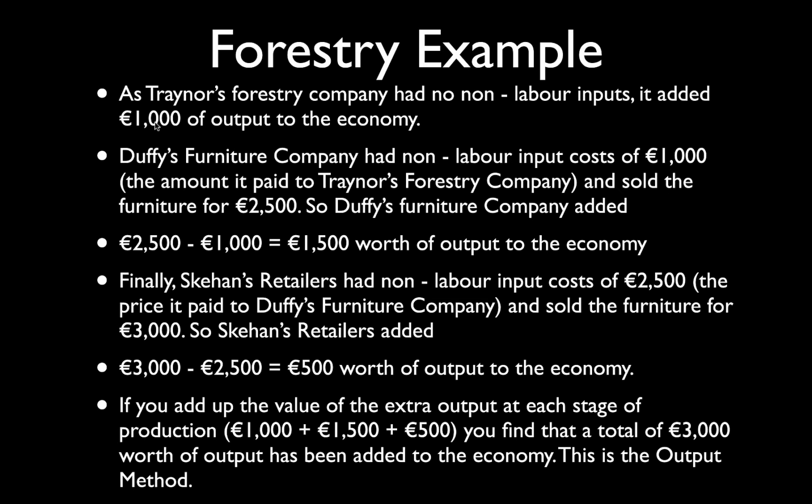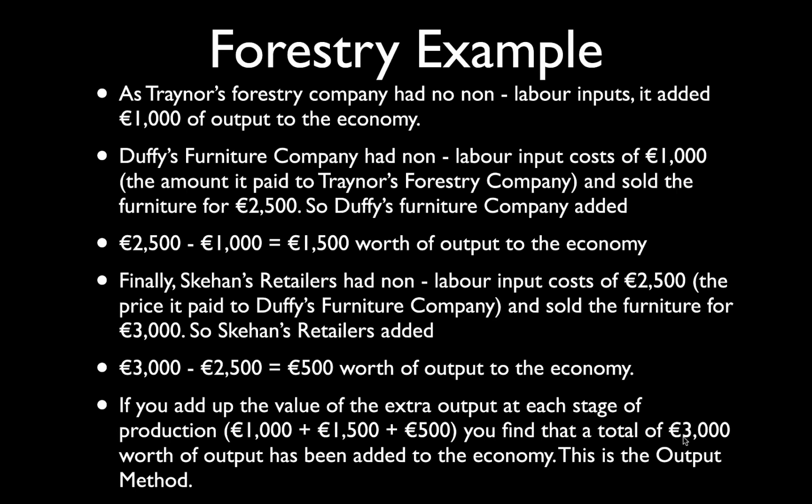Well, I didn't have any costs, so I earned 1,000. Duffy had to buy something off me for 1,000, but he sold it for 2,500, so there's 1,500. And then Skian sold something for 3,000, and he bought it for 2,500, so he earned 500. So it's 1,000 income plus 1,500 income plus 500 income again equals 3,000. So yes, total output equals total expenditure equals total income.